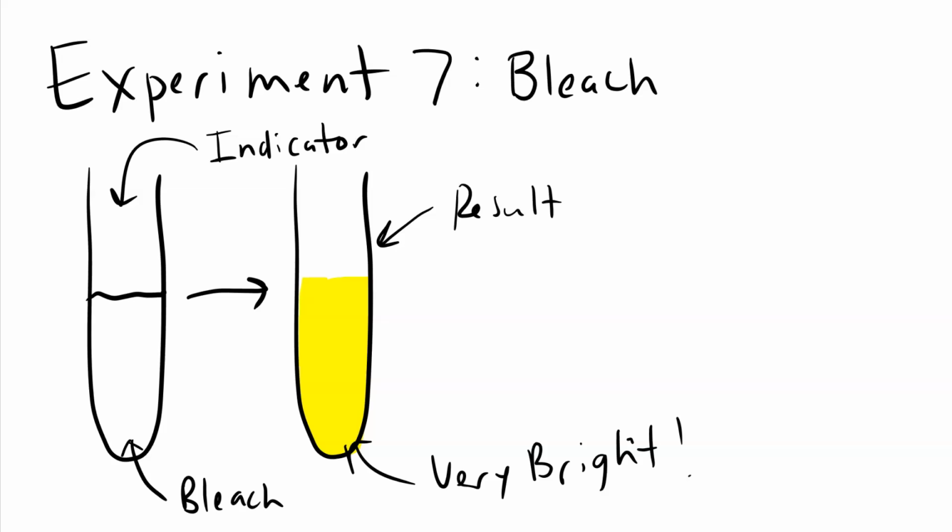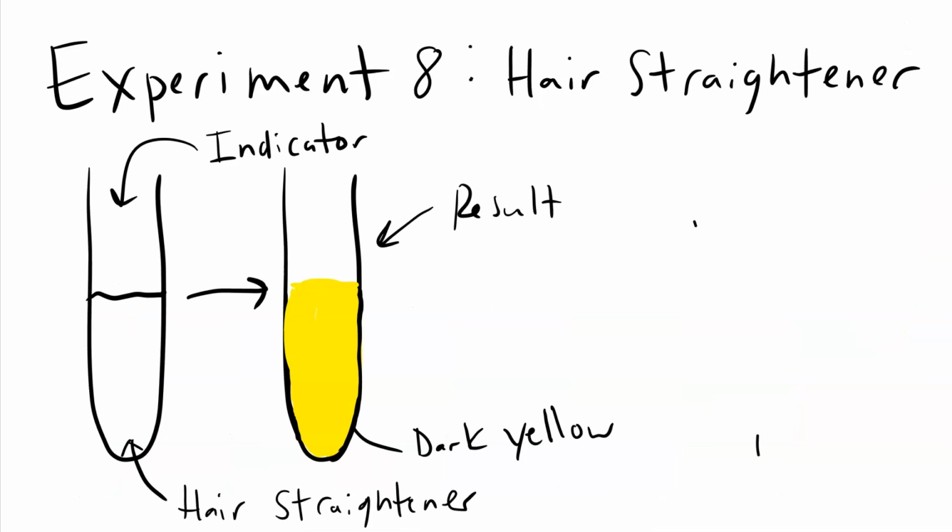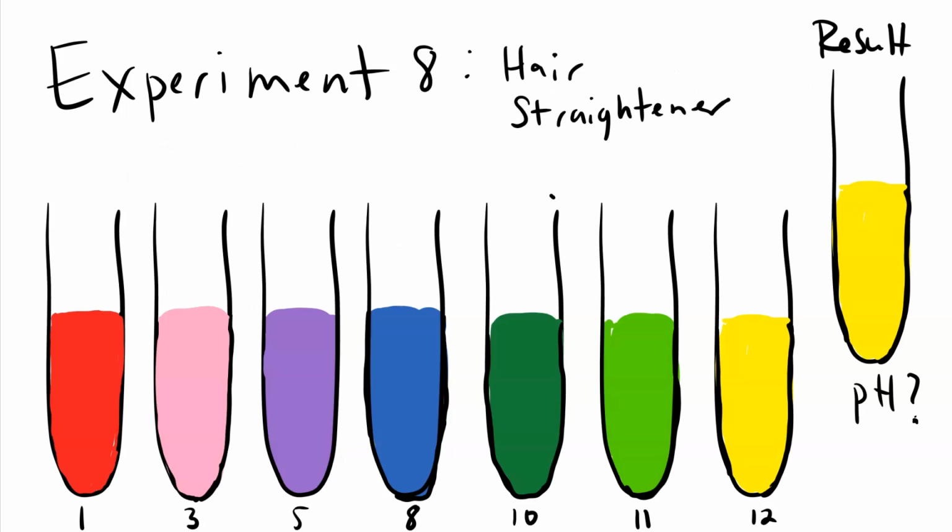Experiment 7 is bleach. You perform the experiment and you get a very bright yellow. Where does very bright yellow fall on your scale? You also want to test hair straightener. You do the experiment and you get a kind of darker yellow. So where does hair straightener fall regarding pH on your colorimetric comparison scale.